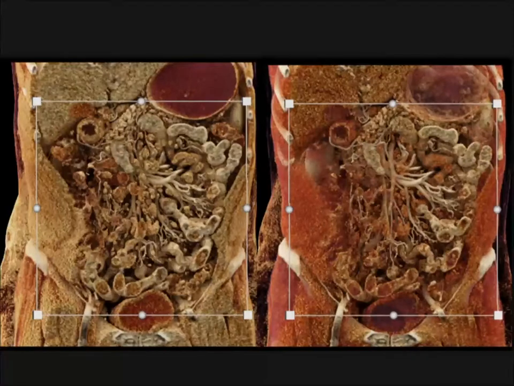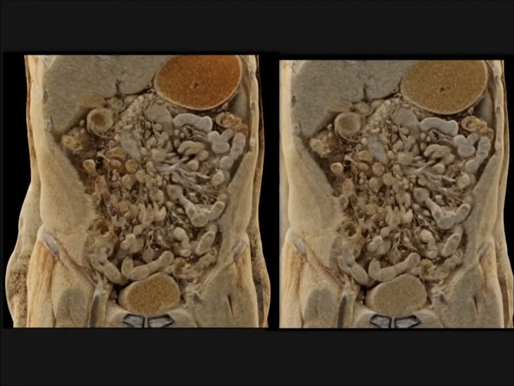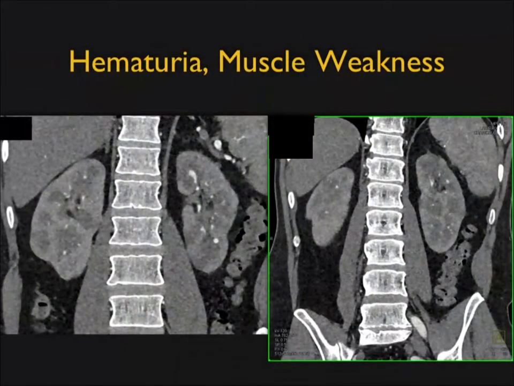Beautiful example in 3D. You see the nodes kind of just strike at you. Look at it as a different view of that. Again, that same thing. You know exactly where the nodes are and how extensive they are. What about this case? Hematuria, muscle weakness. If you look hard, look at the upper pole of the left kidney. Is that an aneurysm or what the heck's going on there?